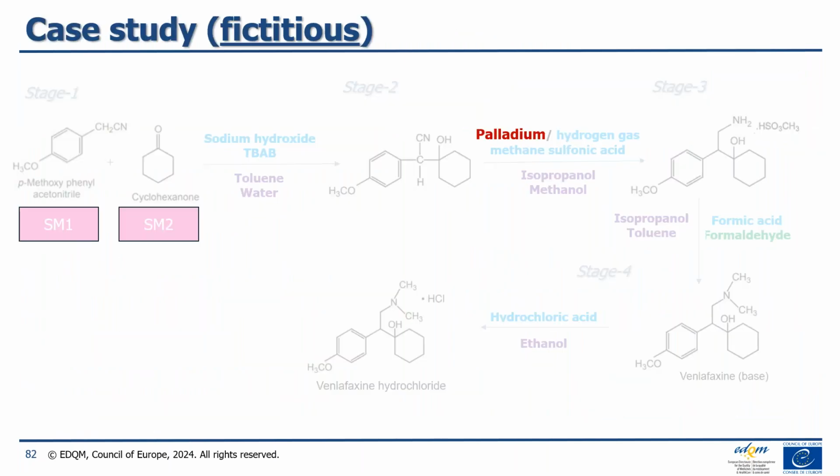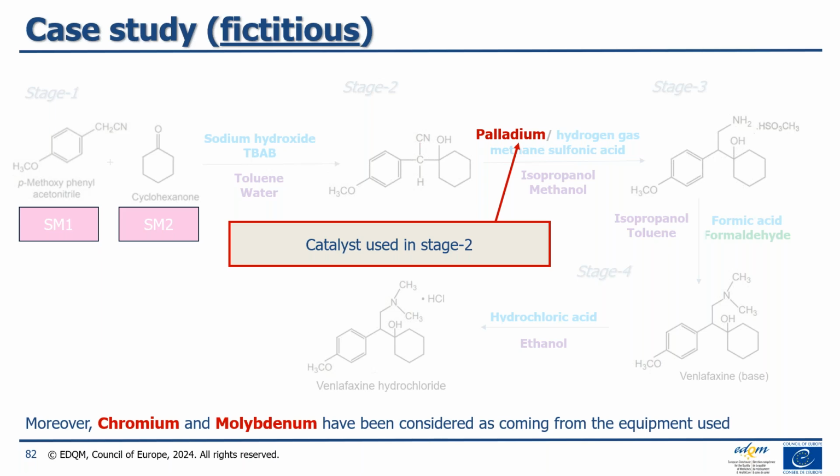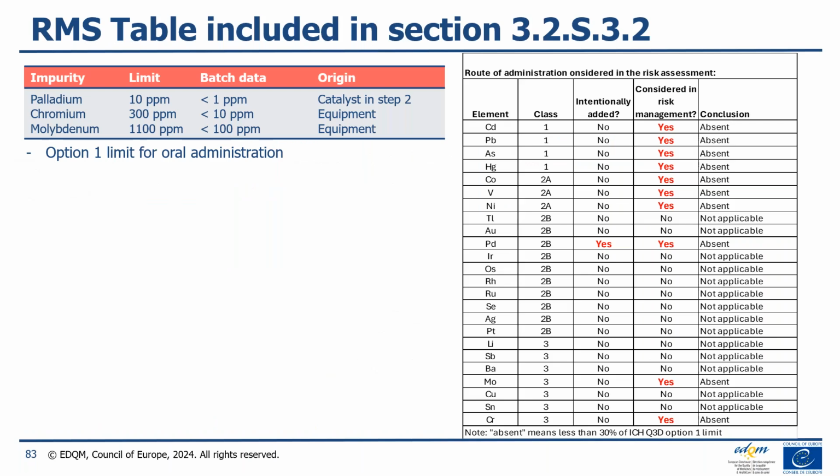Next slide, please. In our case, palladium is used as a catalyst. The presence of chromium and molybdenum has also been considered, as they can come from the equipment used. Screening data have been performed by ICP-MS, showing that those elements are absent, using option 1 with oral administration for venlafaxine. So the route of administration should be reported in the RMS table.